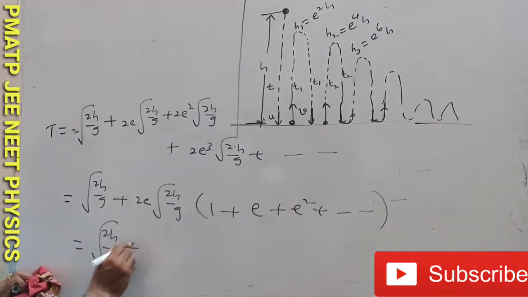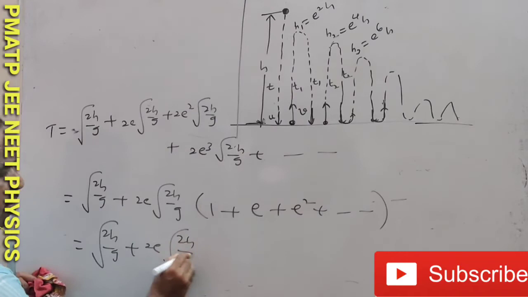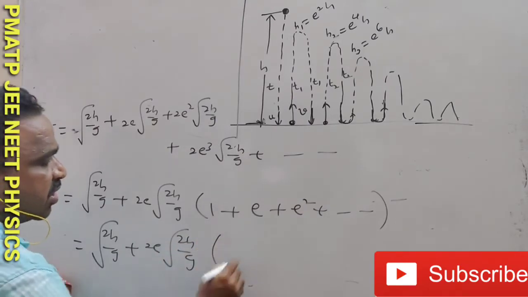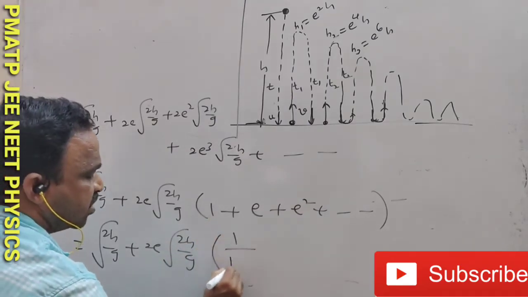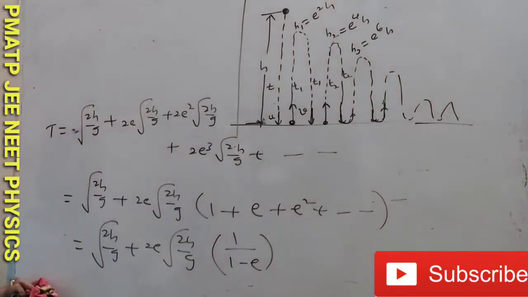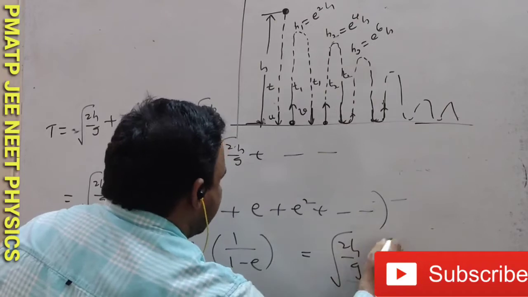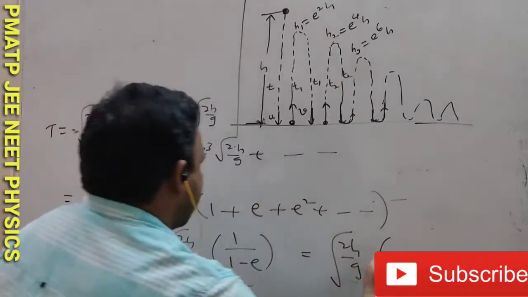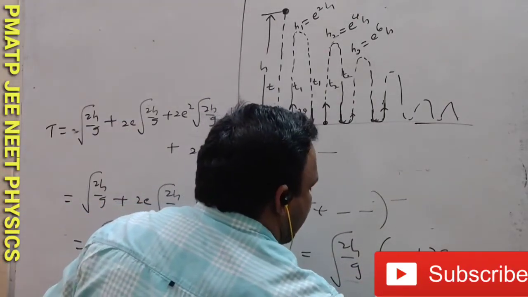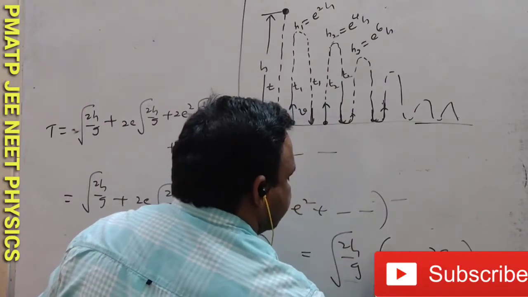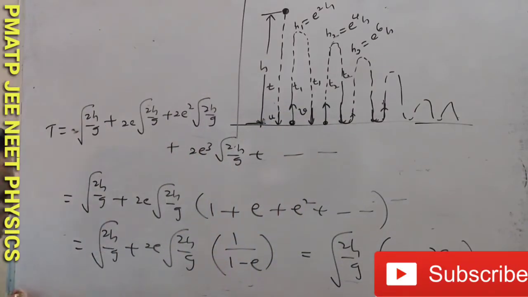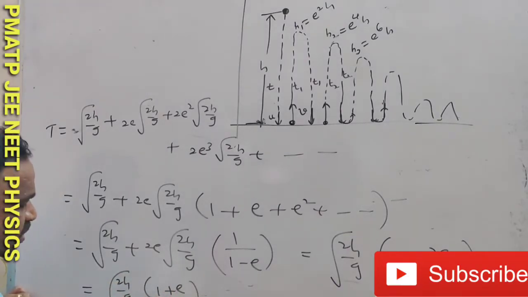Root 2h by g plus 2e root 2h by g times the sum, which is a by 1 minus r, where a is 1 and the common ratio is e. So after simplifying this, take root 2h by g common. After simplifying that, you can get 1 plus 2e by 1 minus e. So simplify it, you can get it like this: root of 2h by g, into 1 plus e by 1 minus e. This is the total time taken.